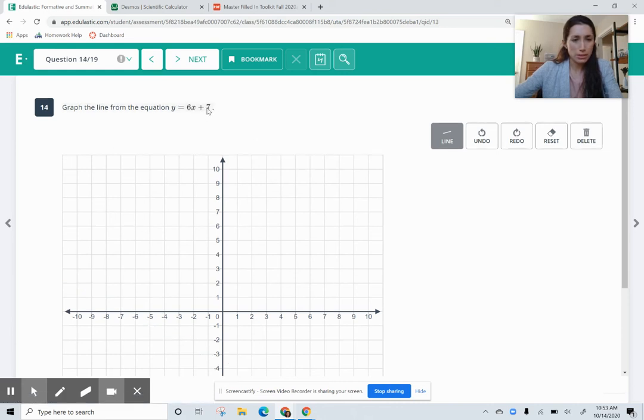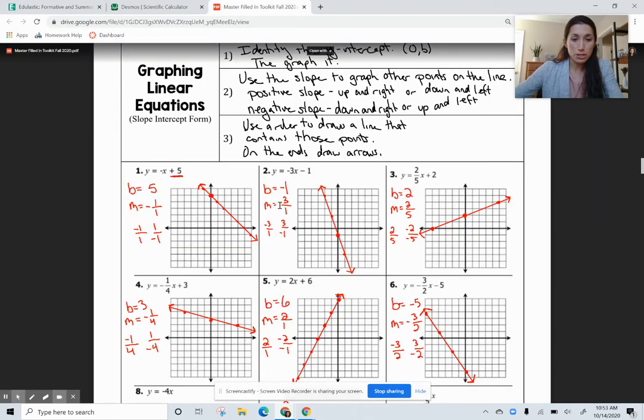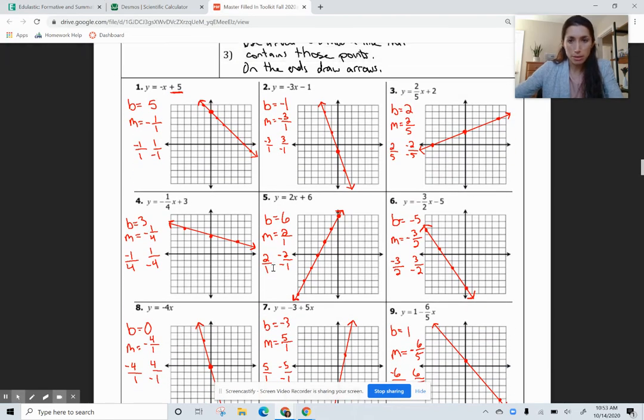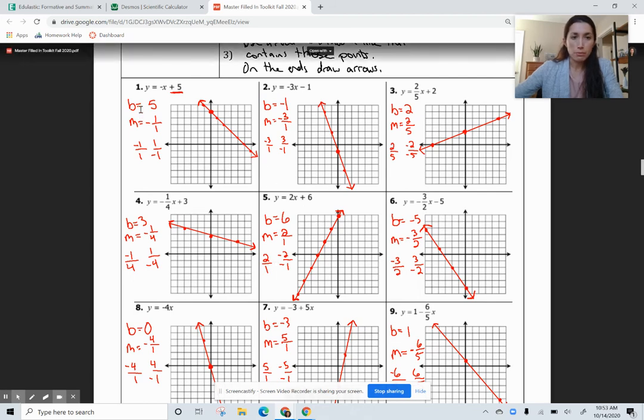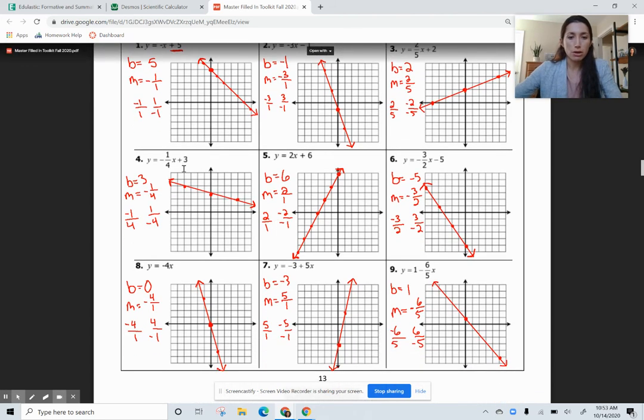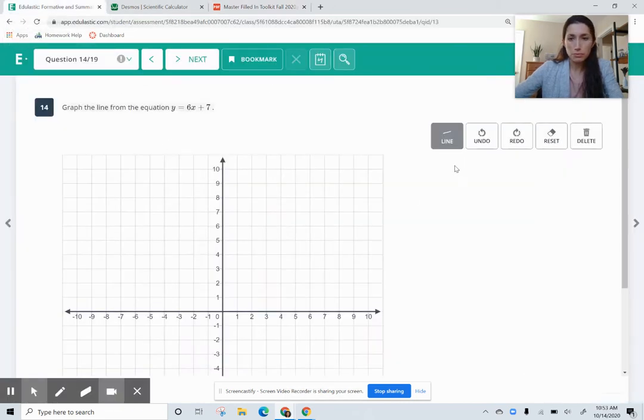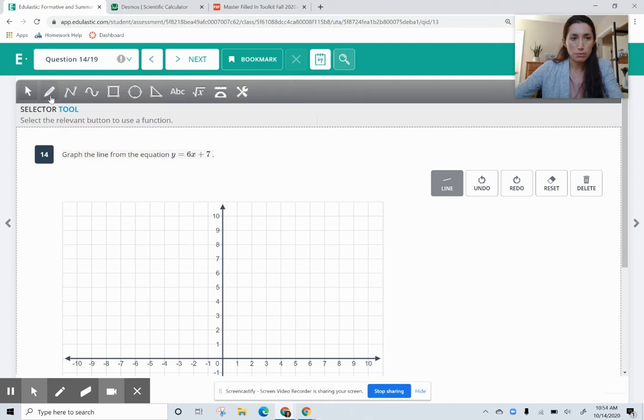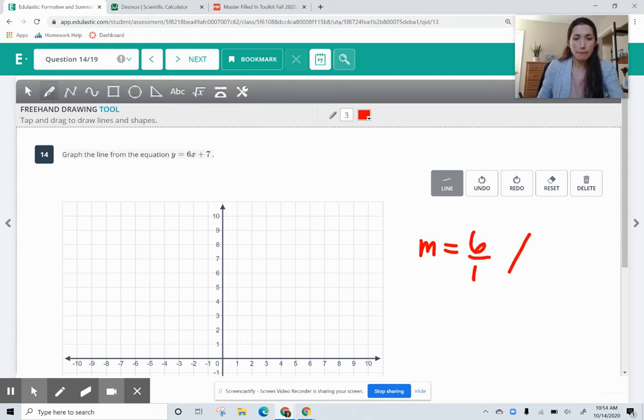Now we have a slope of 6, and we have a y-intercept of 7. And if I wanted to, I could still look back at these example graphs here. Okay, we want to write down maybe our m, we want to write down our b. Okay, we know we've got a positive. So let's just write out our m equals 6, which is like 6 over 1. It's the same thing. It's a positive slope. And our b is 7, so that means we have a point to start at 0, 7.